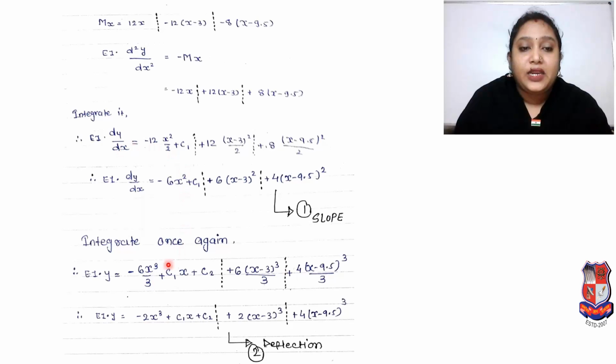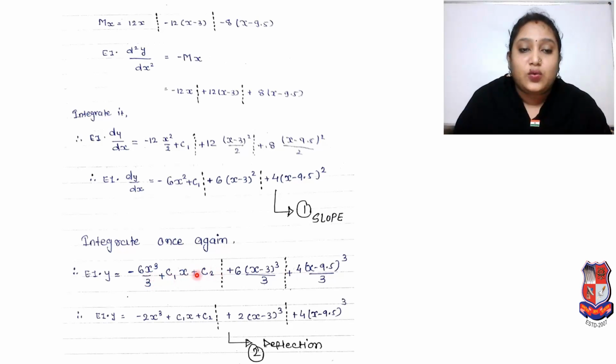Now integrating it once again, EIy. So EIy will be, what we have to do if we are integrating it, means in the first term c1 x will be there and c2 will be added, and in all terms power plus 1 will be added, and the total power will be in the divisor. So here you can see EIy is equal to minus 6x cube by 3 plus c1 x plus c2, as per rule.